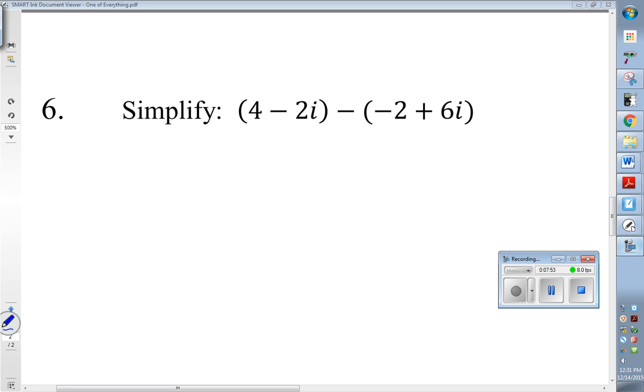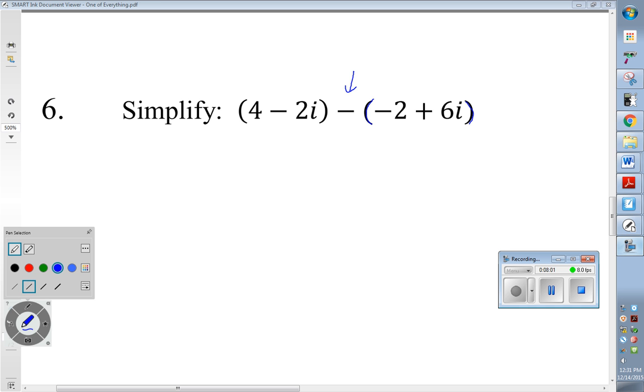Number 6, we've done this problem a ton now. Hey, I've got a minus sign in front of parentheses, change all the signs. So I see that minus sign. Let's change some signs. So change, change, change. So my problem becomes 4 minus 2i plus 2 minus 6i.